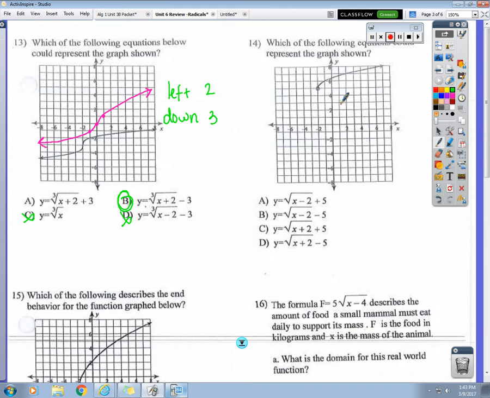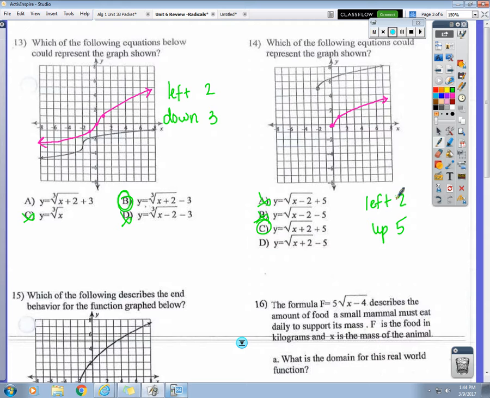Okay, number 14. We have a square root function. A parent function for square root starts at 0, 0, goes up 1 over 1, and then opens up and right. So how did this one shift? Okay, how do you represent left 2? +2, so that gets rid of A and B. How do you represent up 5? So C. Those should be easy for you.